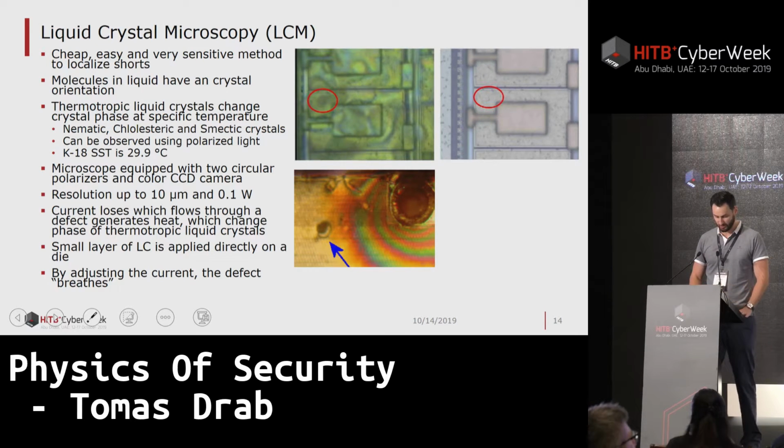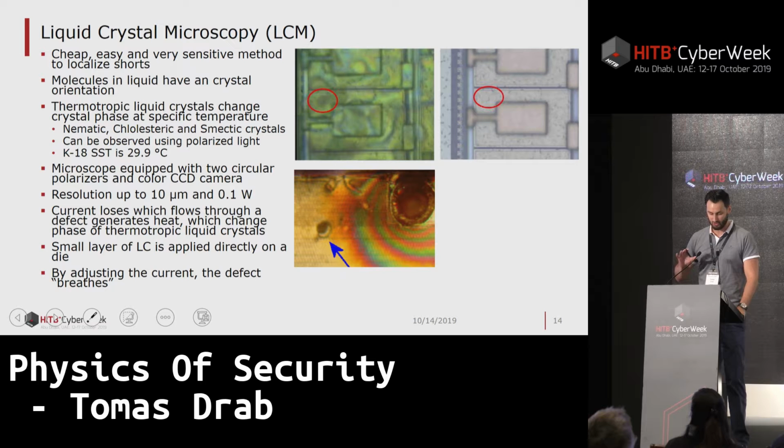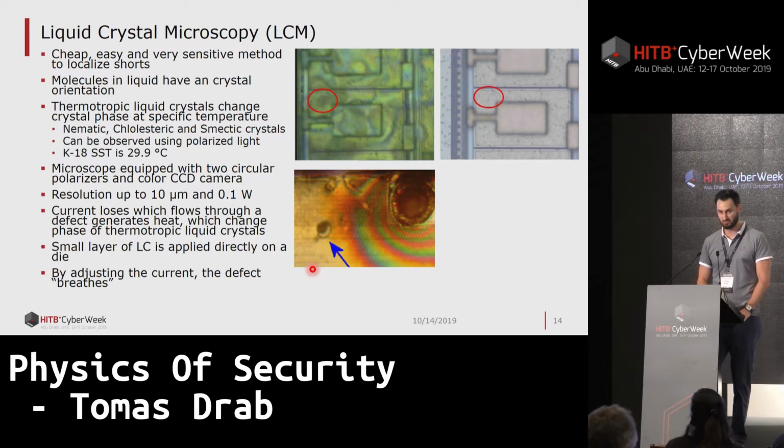Okay, just a quick look at localization methods. If you have some short in a circuit, it produces heat, and by using liquid crystals, which can change their optical properties at a certain temperature, once you reach that temperature, it changes the crystallographic orientation, and suddenly the light isn't going through, and you can see this dark spot where probably the failure is.